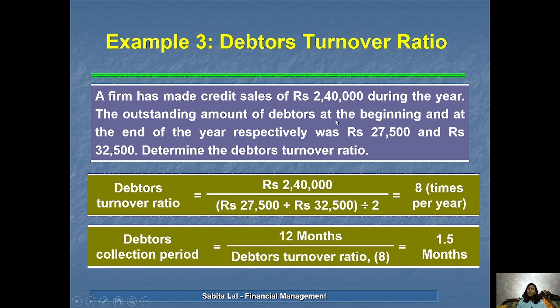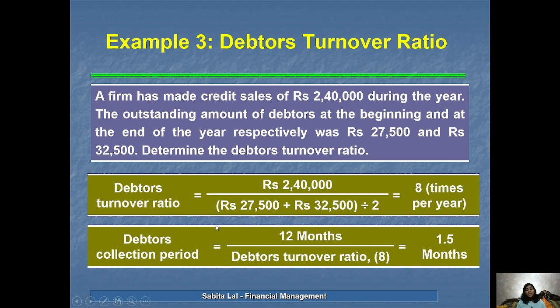Example: a firm has credit sales of 2,40,000 during the year. The outstanding amount of debtors at the beginning and at the end of the year is given as 27,500 and 32,500. Determine the debtors turnover ratio. So I know here the credit sales is 2,40,000 and the opening and ending values are given. I'll take the average. So I'll get here 8 times per year.